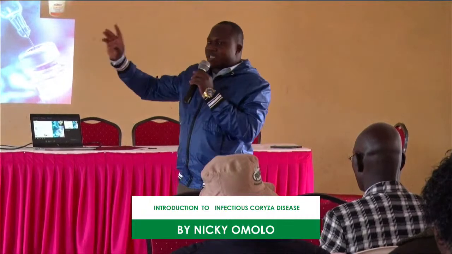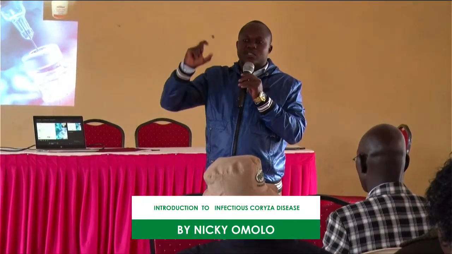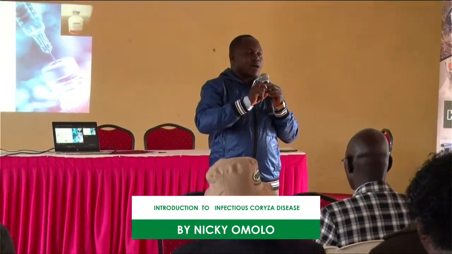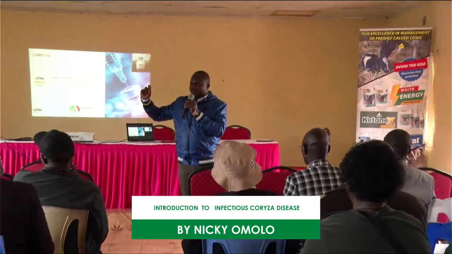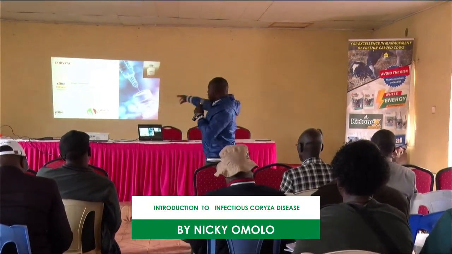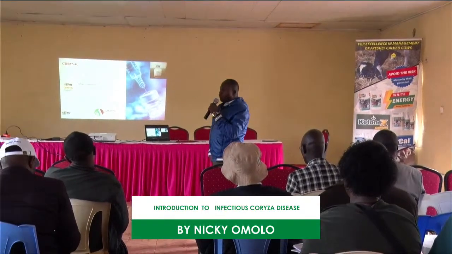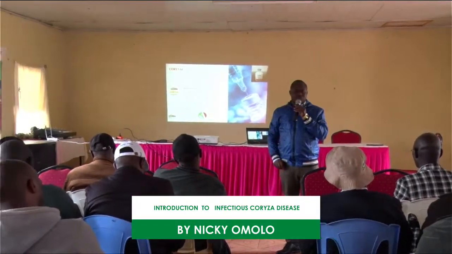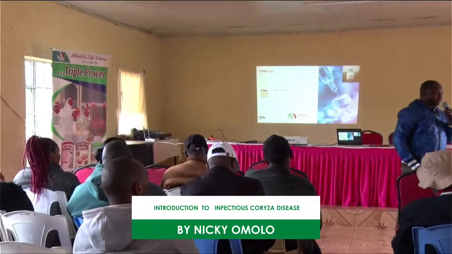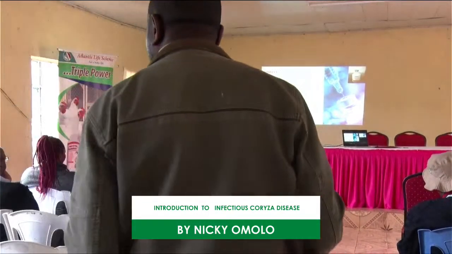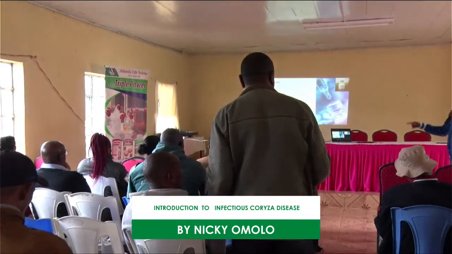So that means that if you give 1 dose, that means only 1 dose. 1 dose means 1 jab per bird. So 1 jab per bird contains up to 10 to log 8 of colony forming. That is millions of colony forming units of the vaccine. So we have very high antigen concentration.